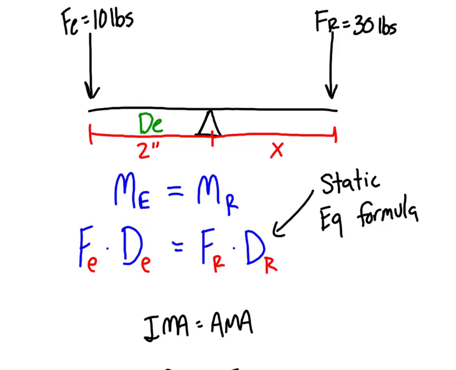Okay, so is that distance definitely how far the effort is from the fulcrum? Yeah. How far is the resistance from the fulcrum? Well, we don't know, but for us right now it's X, right? So that's our DR. So the DE and the DR are relational to their forces. So FE and DE are relational to each other. FR and DR are relational to each other.